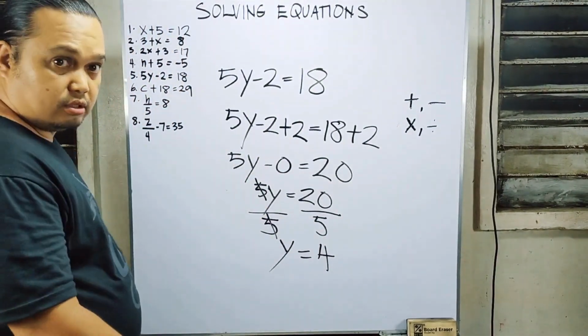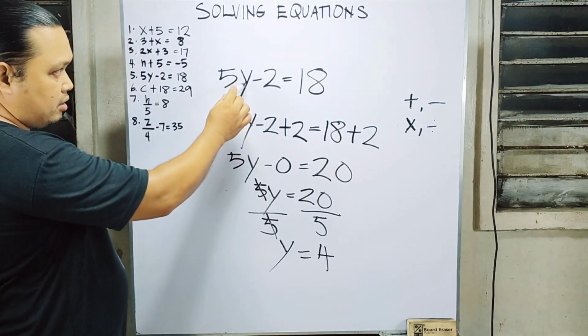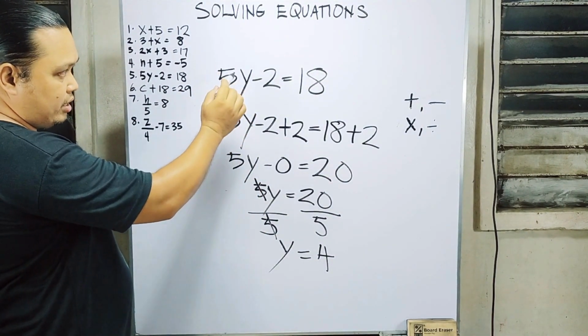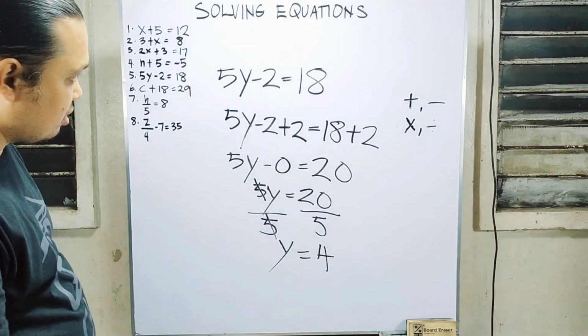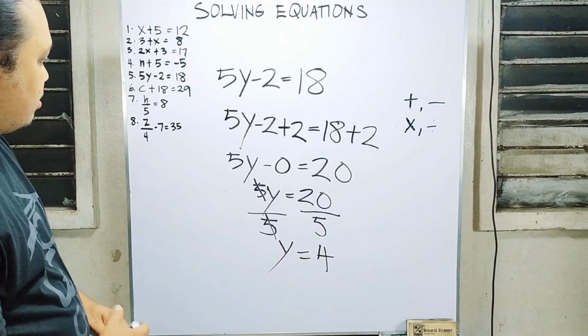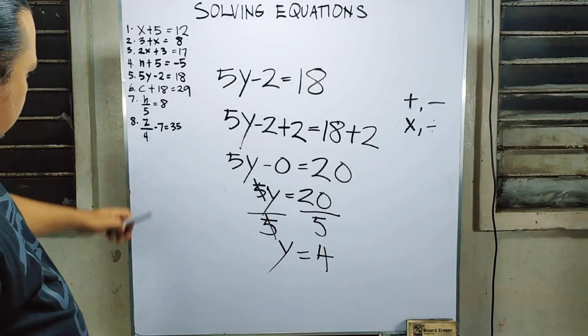If you're going to substitute that, y here is 4. Now 5 times 4, that's 20. Now 20 minus 2, that's 18. Okay, so they are equal. Now that's the answer to number 5.